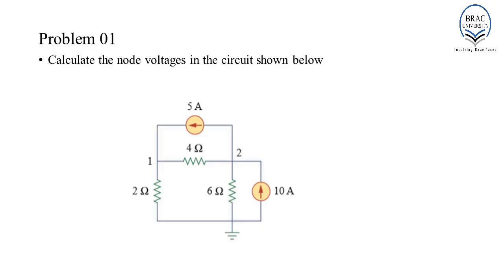Example 1. Calculate the node voltages in the circuit shown below. Step 1. We need to identify the nodes for this particular network. So, this is the reference node, which is the zero potential or the ground. This point is node 1 and this point is node 2.